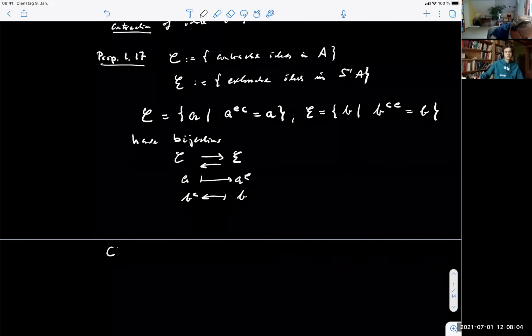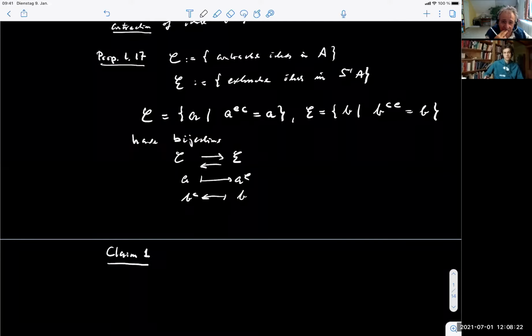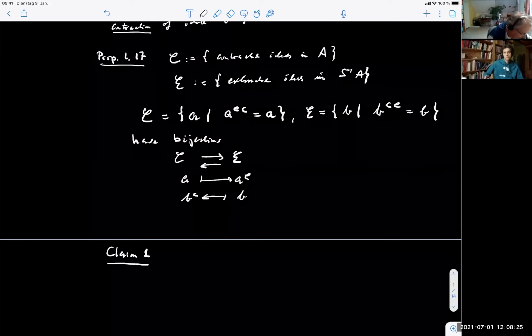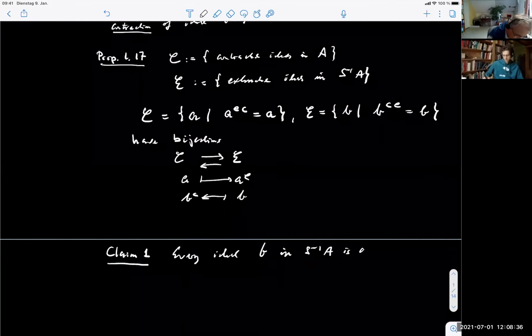So now let me break up the next result into different claims. We work it down by pieces. The first claim is that every ideal in S to the minus 1 A is an extended ideal. Every ideal b in this ring is an extended ideal.